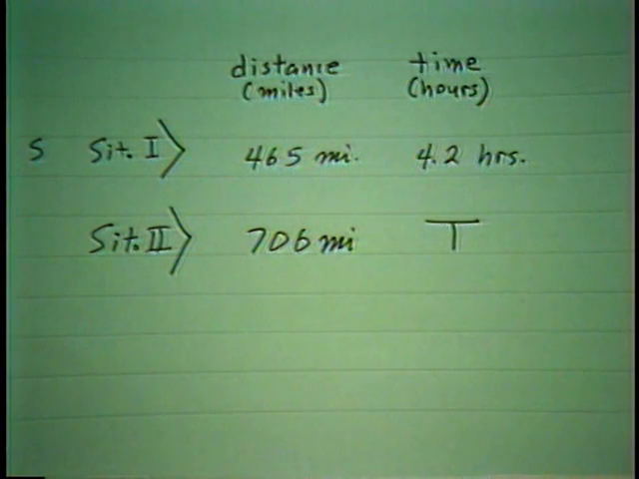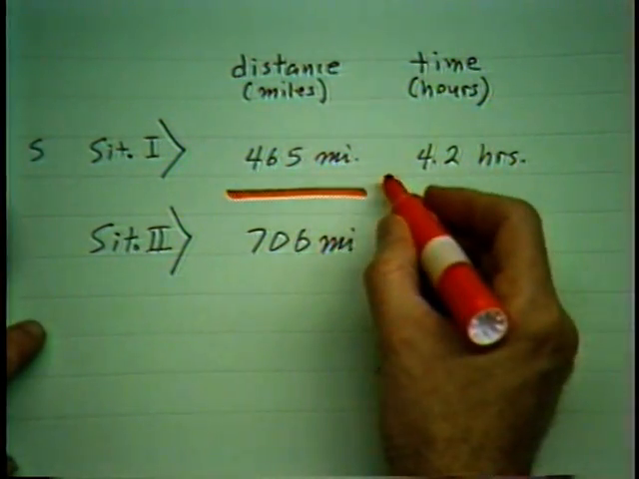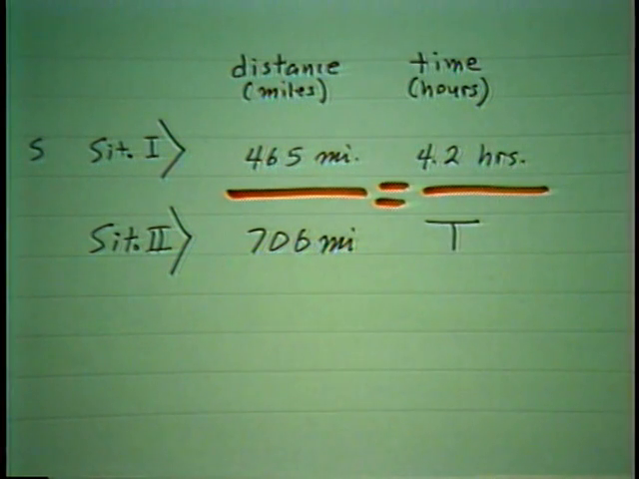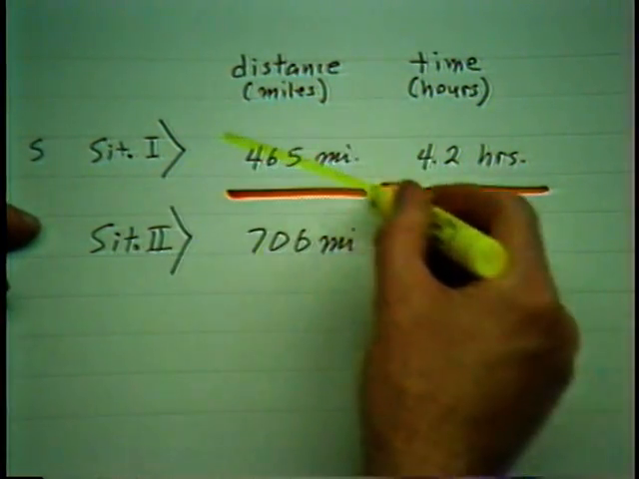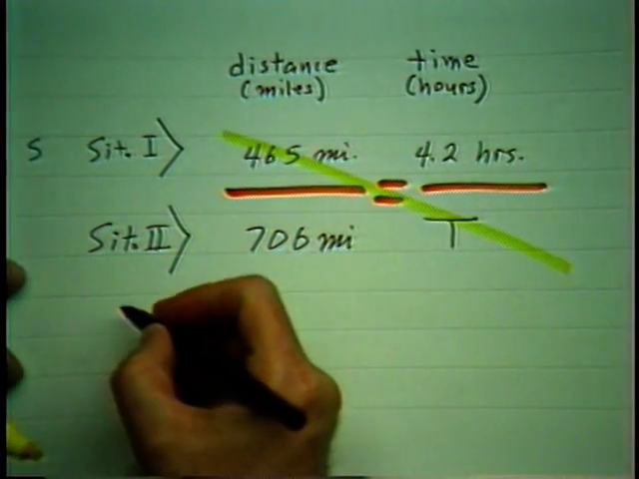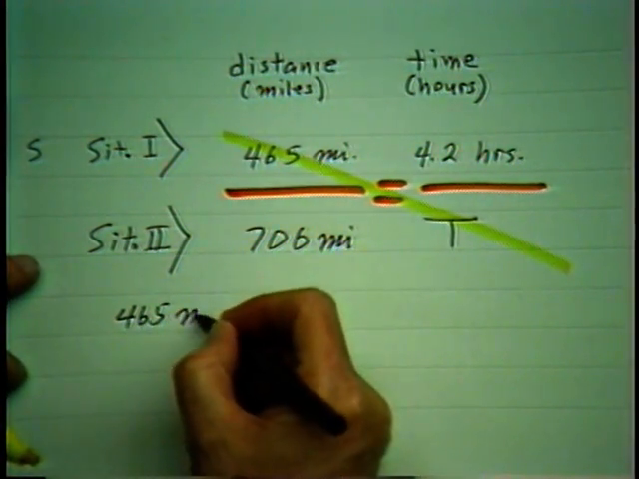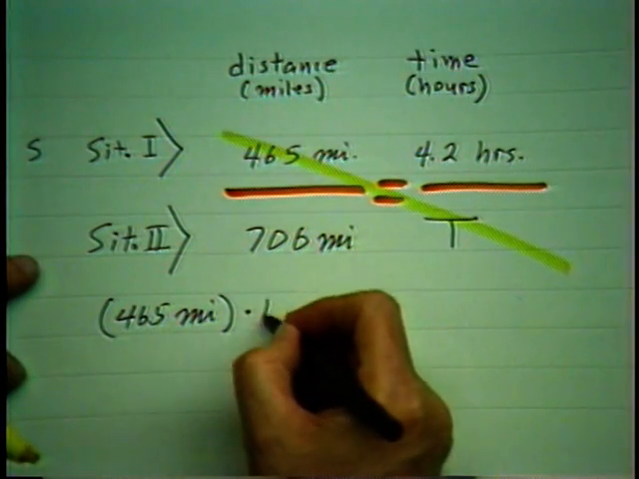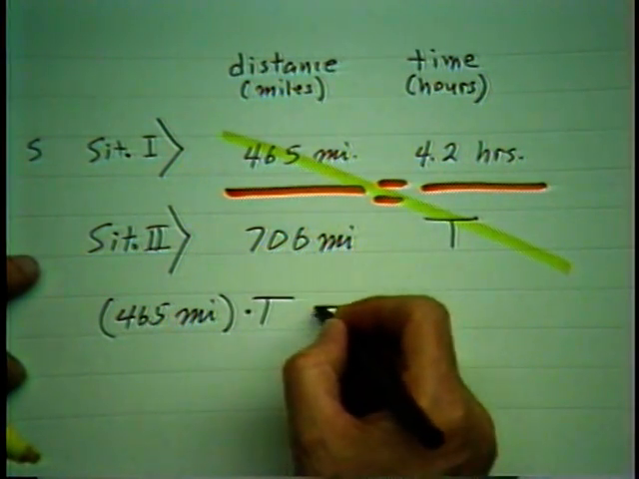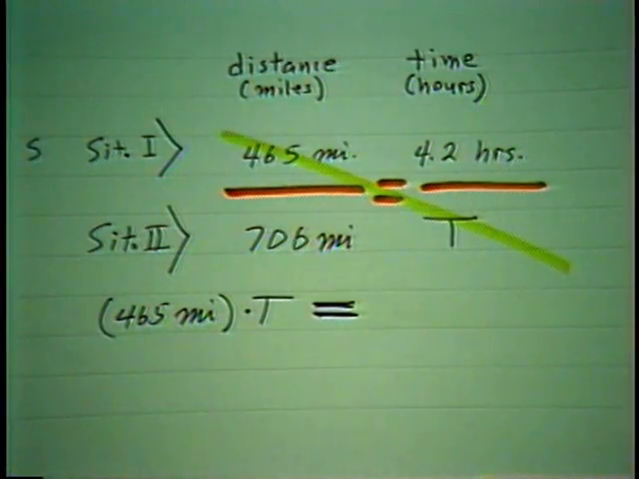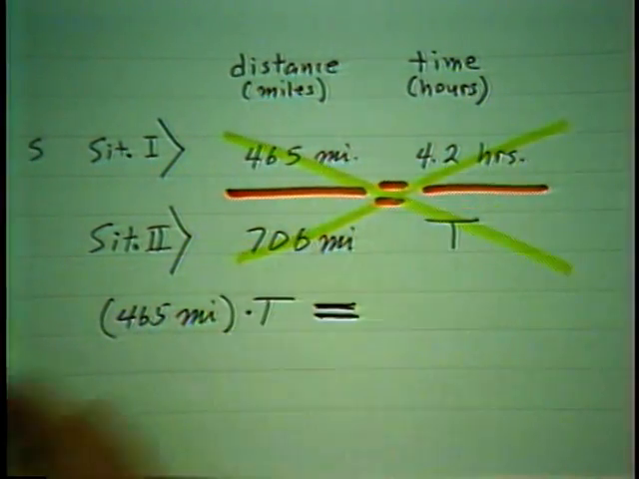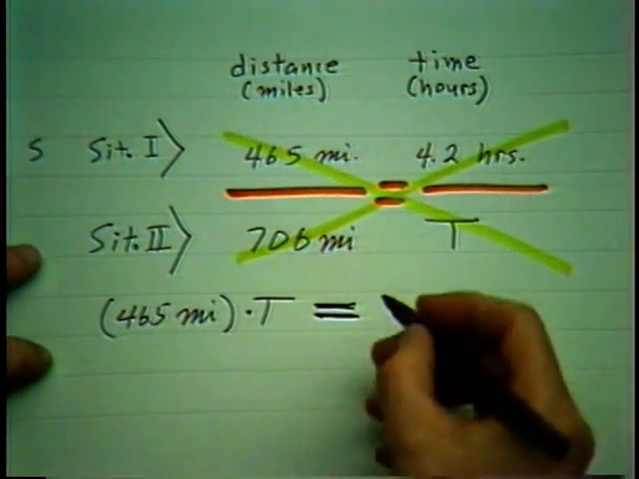Now, after you have written it down in that way, to establish the proportion which we're going to solve, which will resolve the problem, is this simple. Just that simple. And to solve the proportion, we take top times bottom, 465 miles times the unknown t, set equal to, and don't forget this, the bottom times the top. The two cross products are set equal to each other.